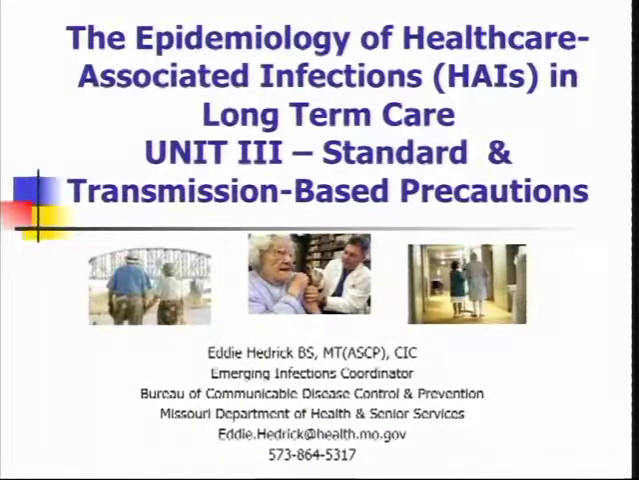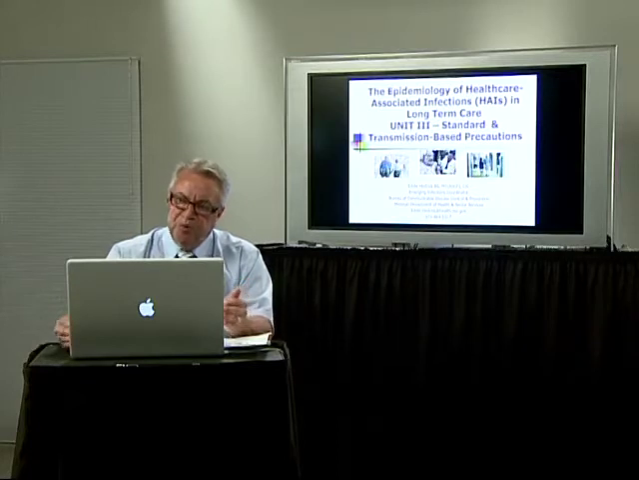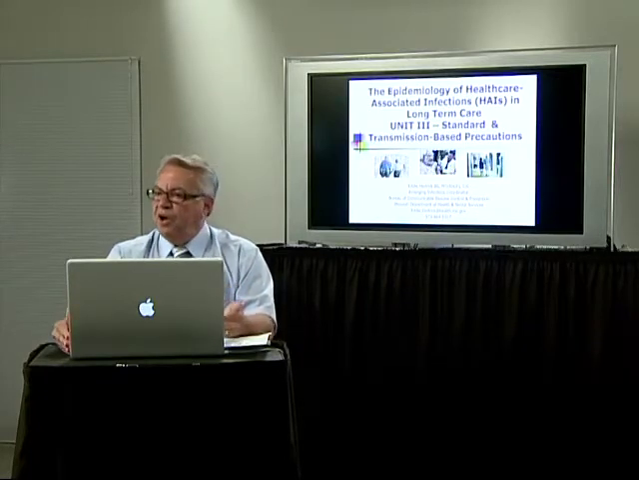Hopefully you had a chance to watch Unit 1 and Unit 2 in this series, and I'm going to talk about some basic precautions that can be taken to reduce the risk of disease transmission, because in the past some of the things we've done just didn't work very well. For example, many times we only implemented precautions when we knew somebody had a disease. We didn't pay attention to those people I talked about earlier who are colonized or simply carrying an infection.